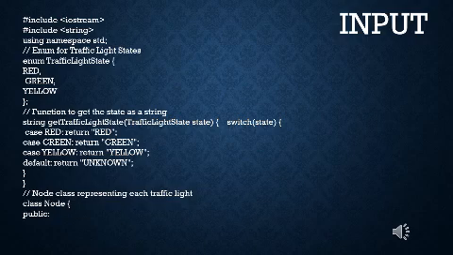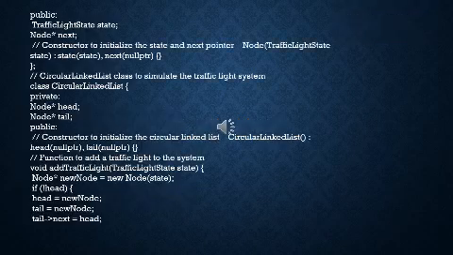Class Node defines the beginning of the class Node, which represents a traffic light. Public declares that the following members of the class will be publicly accessible. After declaring the class as public, declare the member variable state of type TrafficLightState to store the traffic light state. Declare a pointer next to another node. Constructor initializes state with the provided value and sets next to nullptr.